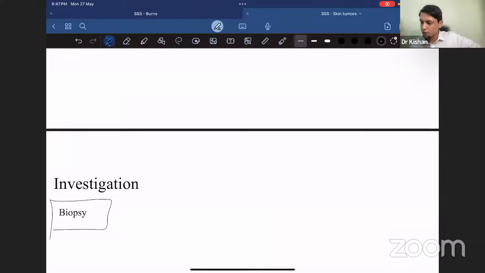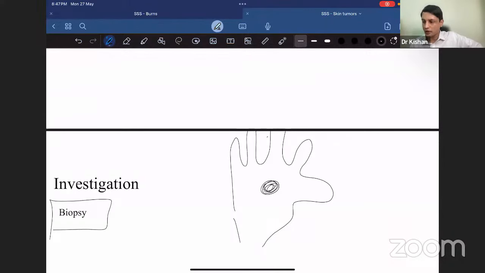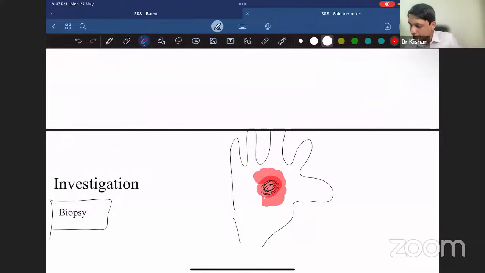What is the usual biopsy you do? See, this is the hand, and there is an SCC here. This is the SCC, which has everted edges like this, and induration, everything is there. So how do we do the biopsy? Can anyone mark the biopsy here?